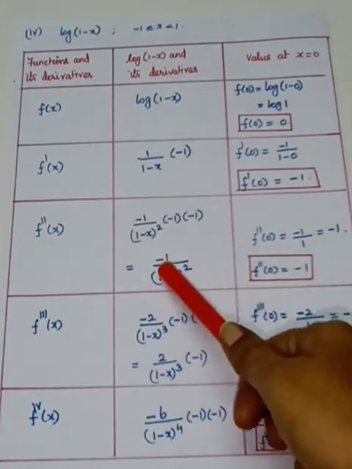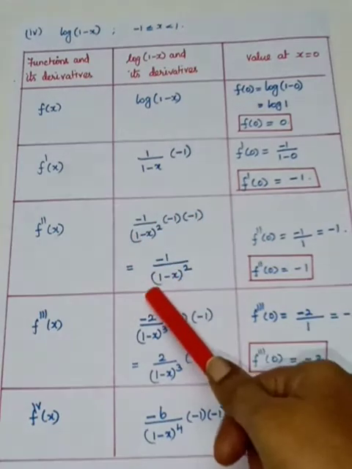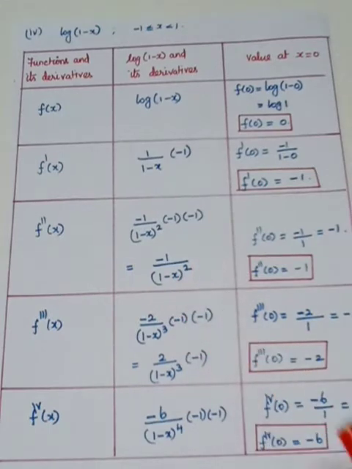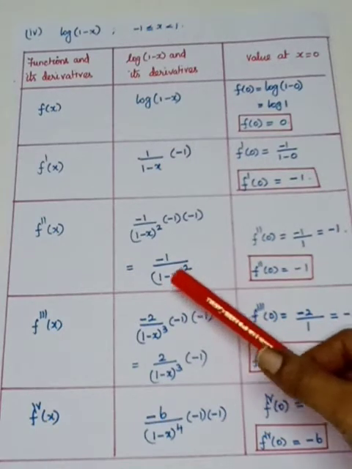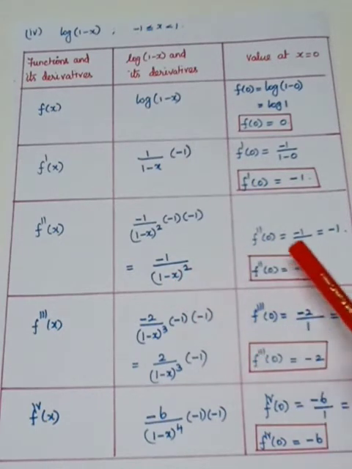If you multiply the numerator, the answer is minus 1 divided by 1 minus x the whole square. If you substitute x as 0, minus 1 divided by 1 minus 0 the whole square. 1 minus 0 means it is 1, and 1 squared is 1. So the answer is minus 1.